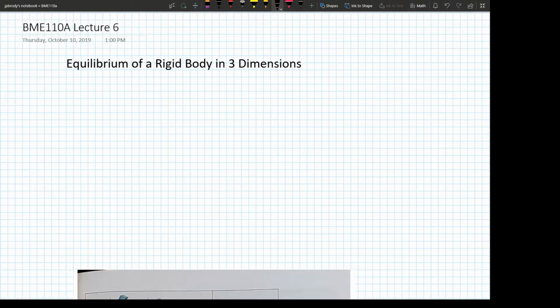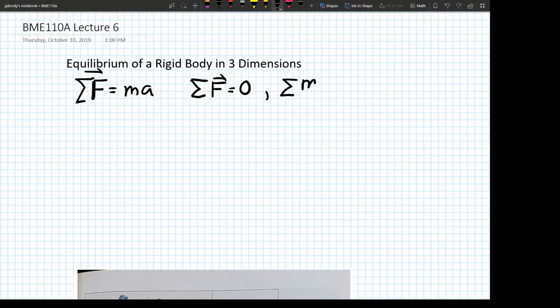Okay, the general conditions for equilibrium are that, remember what we've got. We've got the sum of all the forces is equal to the mass times the acceleration. And we're talking about equilibrium, nothing's moving. So we have that the sum of all the forces is equal to 0. And the corresponding equation is that the sum of all the moments is also equal to 0.